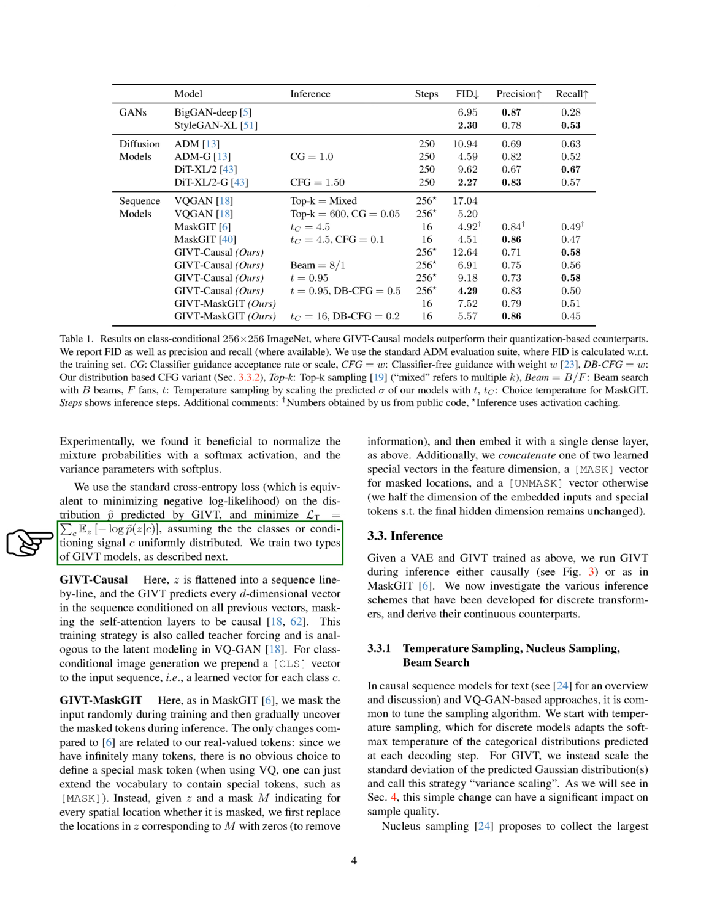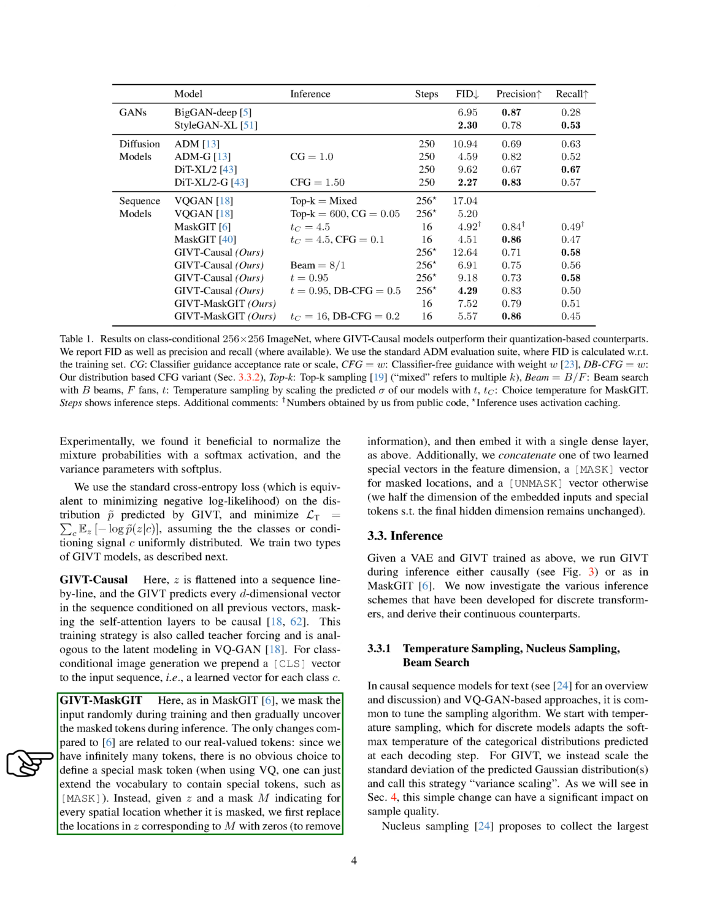We train two types of GIVT models. In the first type, GIVT causal, the latent representation is flattened into a sequence line by line, and the GIVT predicts every vector in the sequence conditioned on all previous vectors. This is also known as teacher forcing. For class conditional image generation, we prepend a class vector to the input sequence.